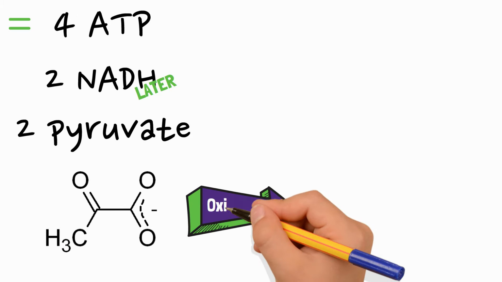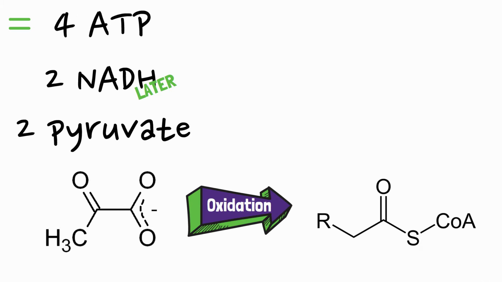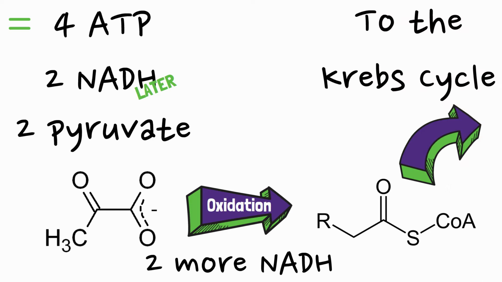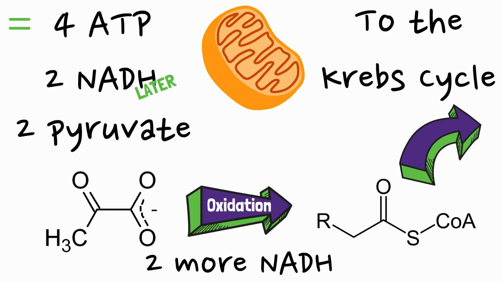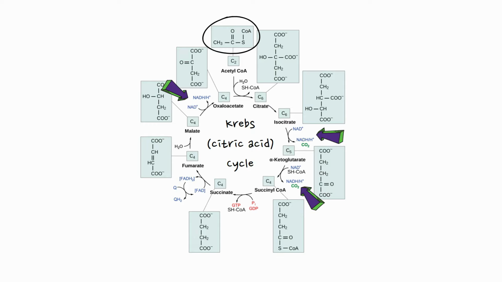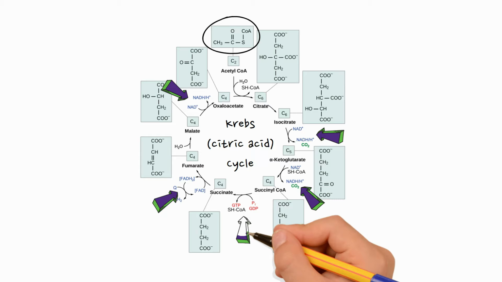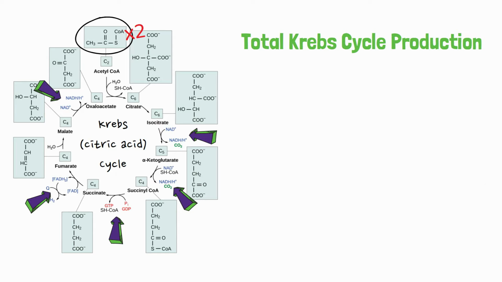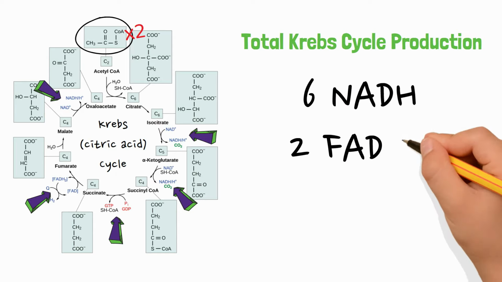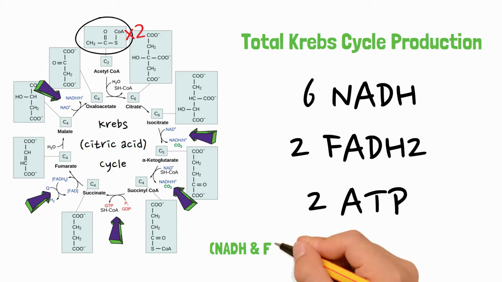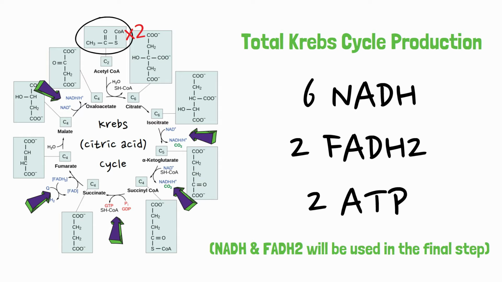The two pyruvates then undergo oxidation to produce two acetyl-CoA molecules, also producing two more NADH. These two acetyl-CoAs go into the next step, the Krebs cycle. The pyruvate oxidation and Krebs cycle both take place in the mitochondria. Each acetyl-CoA goes through the Krebs cycle separately and produces three NADH, one FADH2, and one ATP, or GTP. Since this happens twice, our total production in the Krebs cycle is 6 NADH, 2 FADH2, and 2 ATP. As stated earlier, the NADH and FADH2 will be used in the final step of cellular respiration.